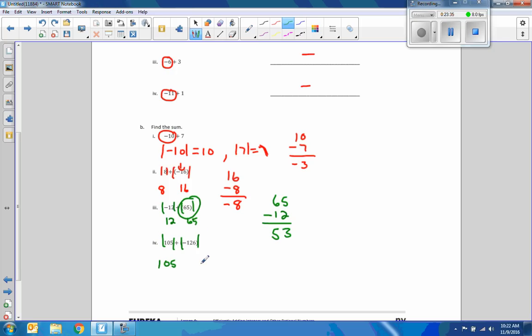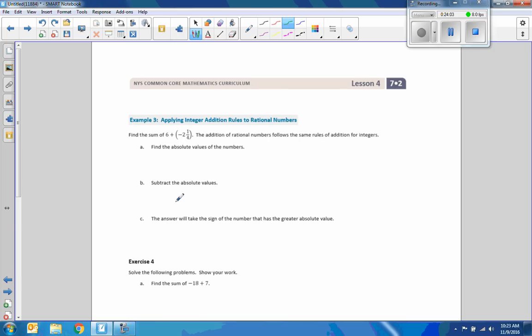Absolute value of 105 is 105. Absolute value of negative 126 is positive 126. Take the bigger number minus the smaller absolute value. Subtract: 2 minus 0. We get 21. The larger absolute value is negative 126, so I take the sign of that. Absolute value, subtract, take the sign of the bigger.